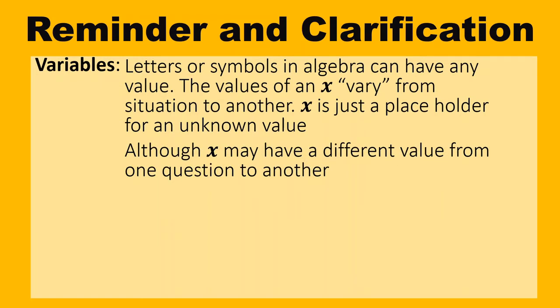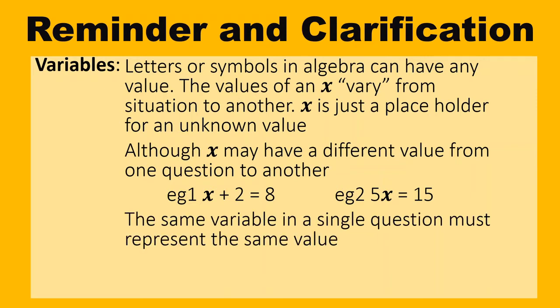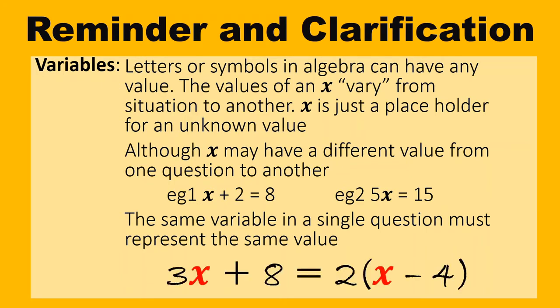So although x may have a different value from one question to another, for example, x plus 2 equals 8, while in another example, 5x equals 15, so in separate examples, the variable might have different values. However, the same variable in one single question must represent the same value. So in the example we saw on the title page, 3x plus 8 equals 2 brackets x minus 4, we see two different x variables in the same equation. Those x's must be the same value.